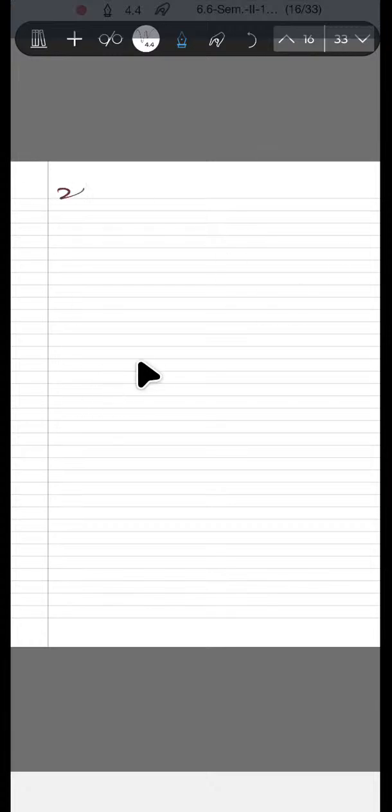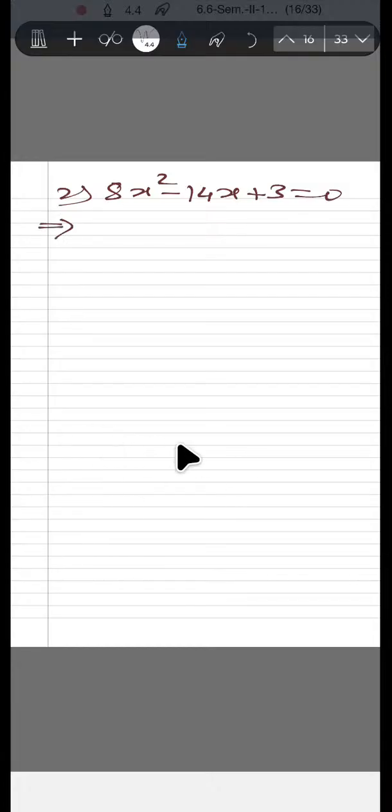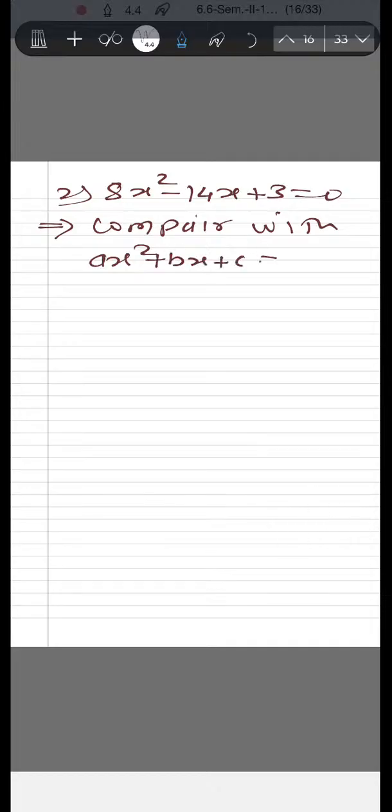Let's take the second one: 8x square minus 14x plus 3 is equal to 0. What I said, what will be the first step? We have to compare them with the general form, ax square plus bx plus c is equal to 0. Okay, now after comparing that, what will we get here?